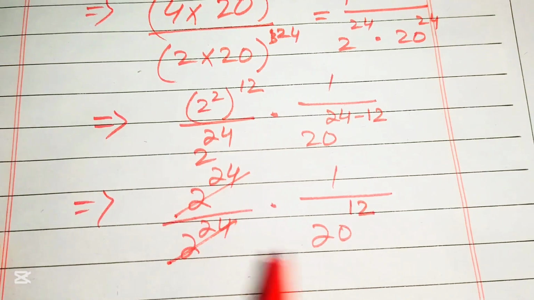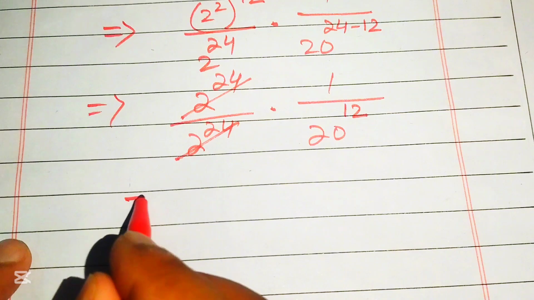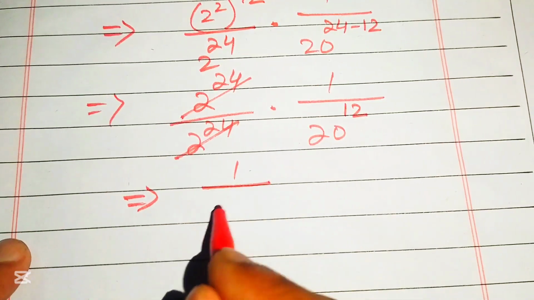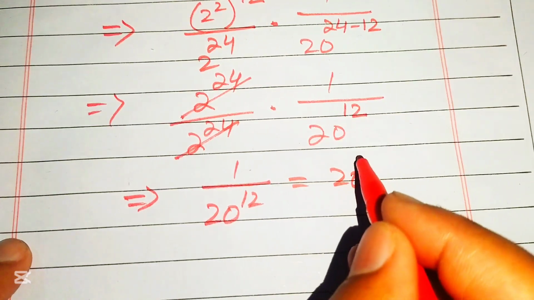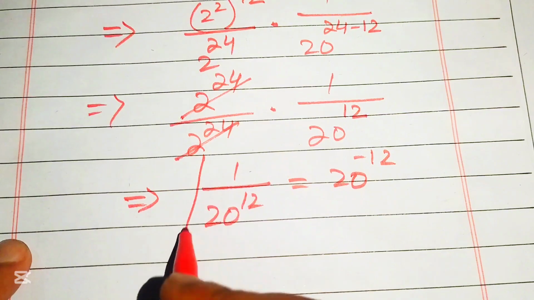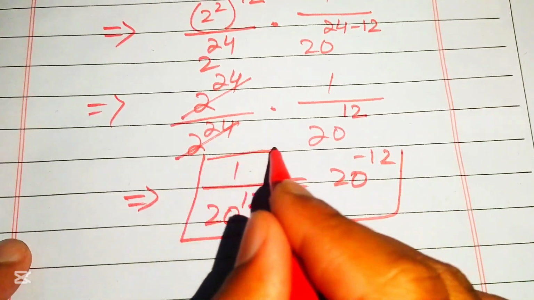This term is cancelled out by this term, and we obtain our final answer, which is 1 over 20 to the power of 12, or in other words 20 to the power of minus 12. This is the final answer which we get from the second method.